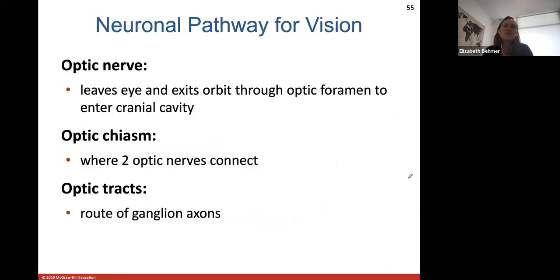The neural pathway for vision, and what I might do is stop here at the neural pathway, because we still have quite a few slides to get through for vision before we talk about hearing and balance. So I think I'm going to go ahead and stop my recording here.